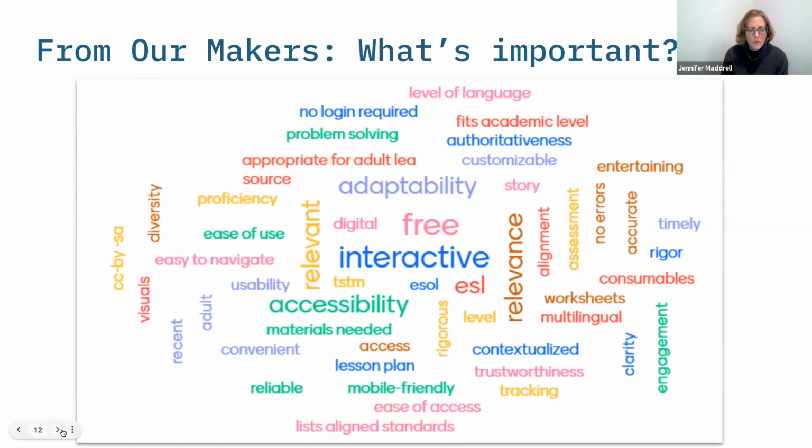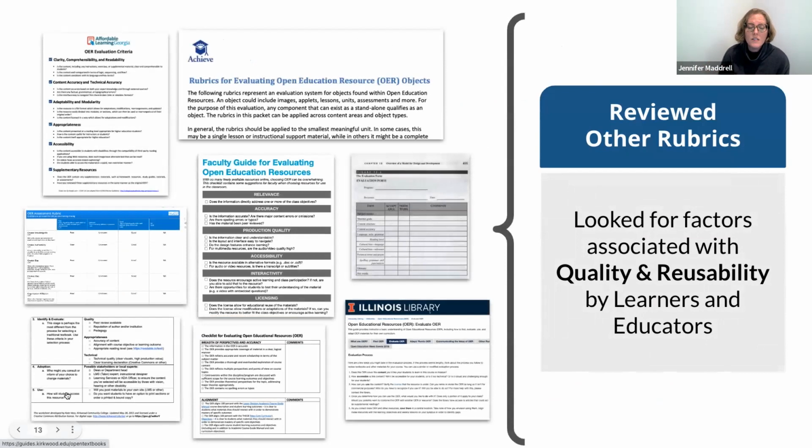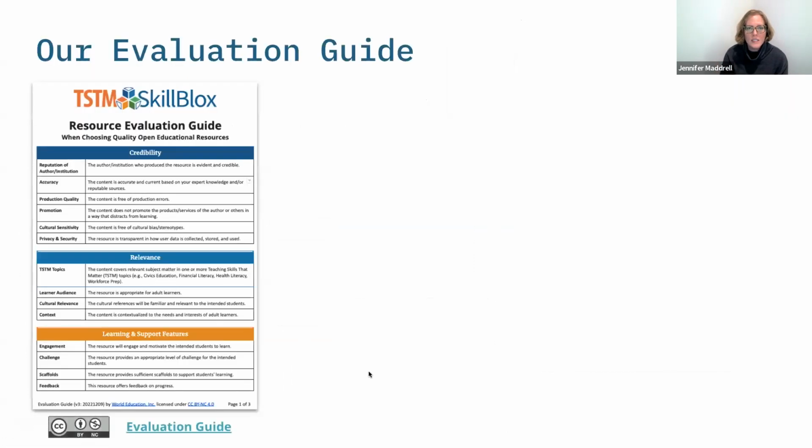When we then looked out in the universe of other rubrics and evaluation protocols folks were using, we were looking at other quality and reusability factors that people suggested. We came across, for example, the Achieve rubrics. Maybe this is something you've worked on in your past work. We also went to a lot of libraries that use open educational resources and looked at the checklists they used when creating rubrics for evaluating the quality of open educational resources. Through all that work, and comparing and contrasting ideas with our makers, we came up with an evaluation guide.